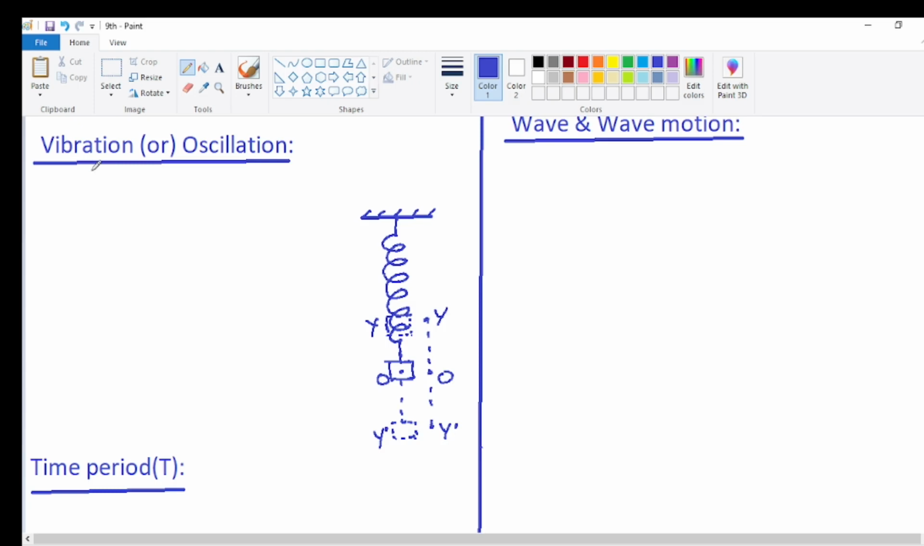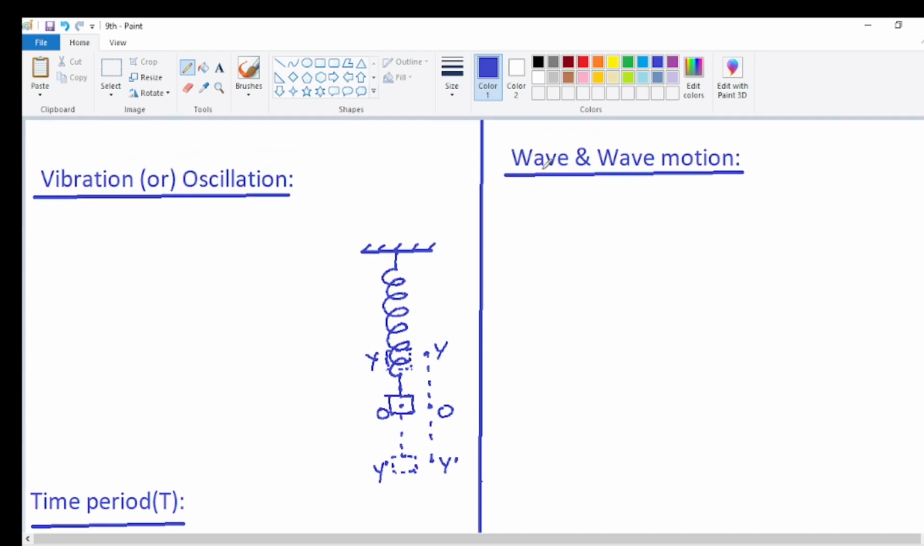So previously we have seen that sound travels through a medium, or through a material medium, in the form of waves. Now what is meant by a wave or wave motion? This is today's topic: wave and wave motion. But to understand what a wave is and what wave motion is, two simple definitions are required.